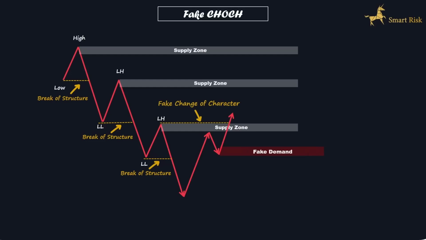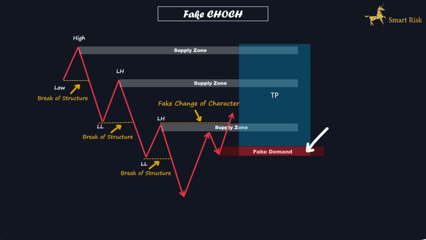Many novice traders who haven't correctly identified the market structure often consider this upward movement as a change of character, a signal of a reversal in market direction. They believe that the bearish phase has ended, and it's an ideal time to go long with the newly formed demand zone. They typically place their stop loss just below this new demand zone.